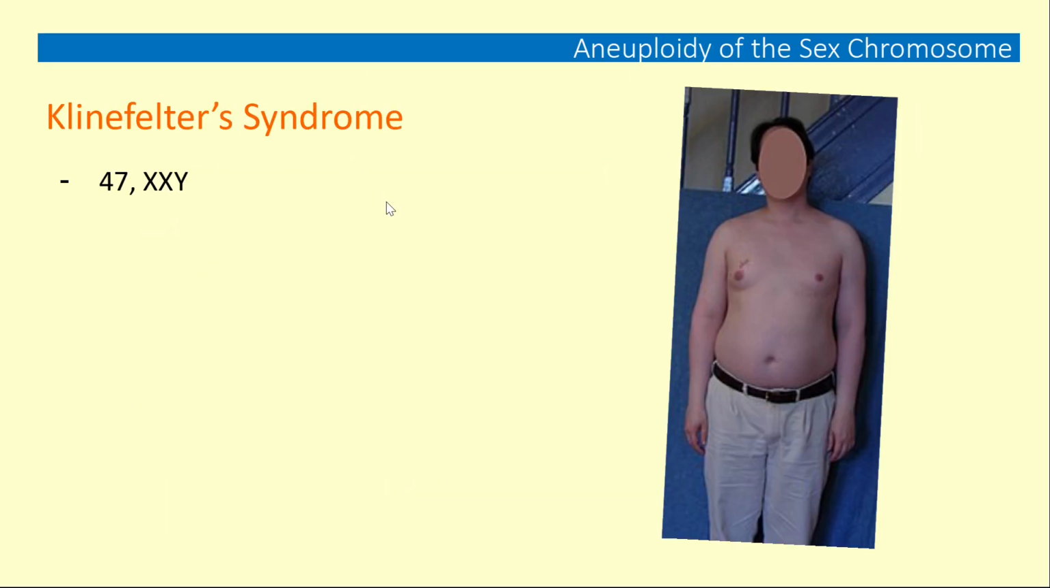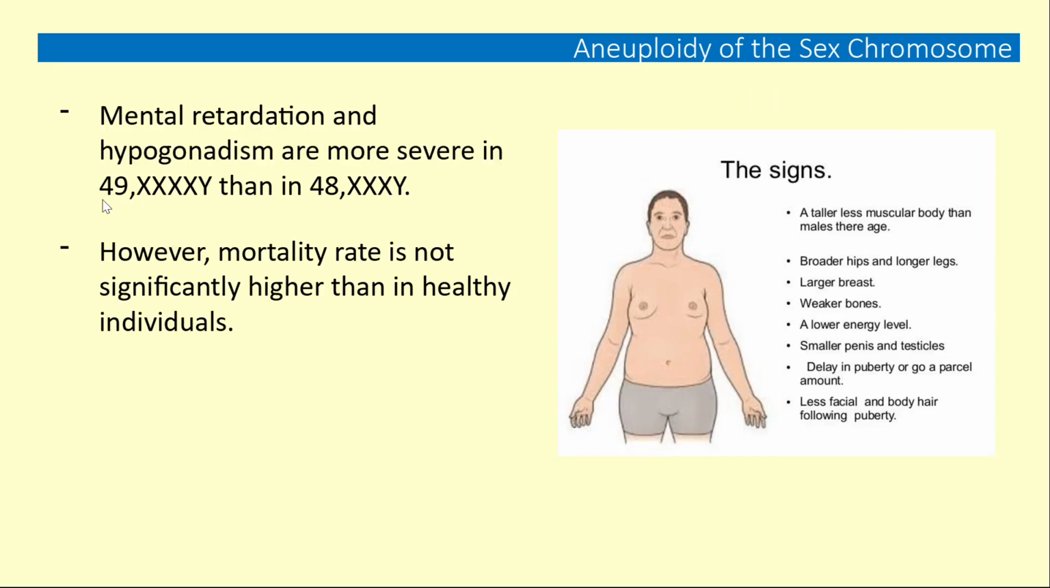For Klinefelter syndrome, you have XXY, that is 47 chromosomes, and the person has mental retardation. There are even XXXXY, which is 49, and XXXY, which is 48.